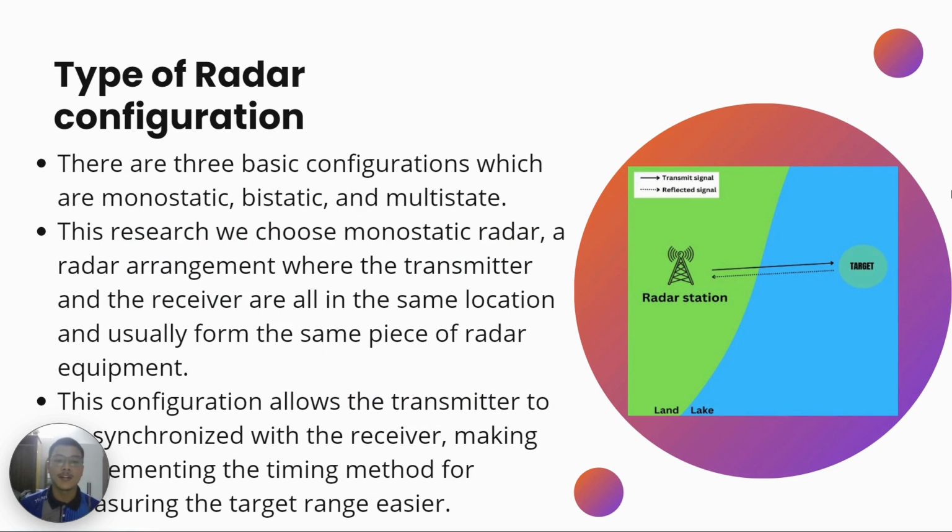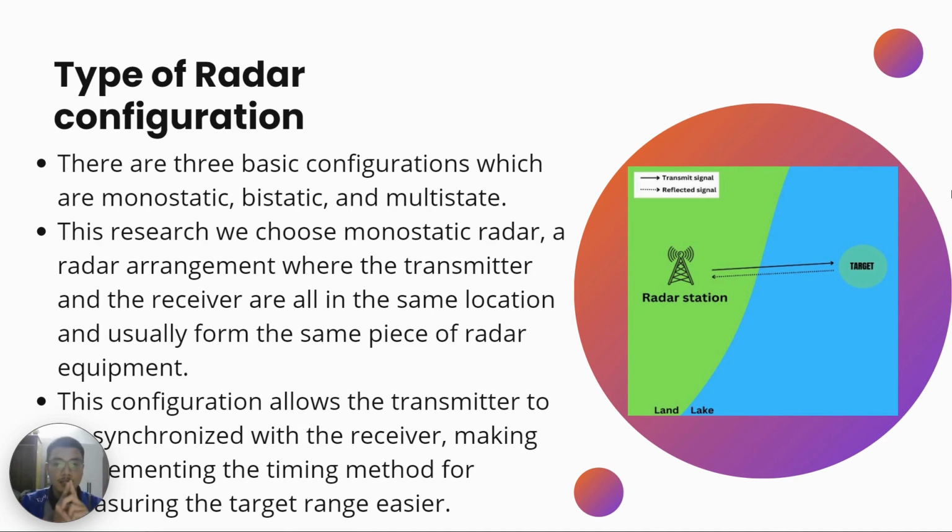So we go to the type of radar configuration. There are basically three configurations, which are monostatic, bistatic, and multistatic. For this research, we choose monostatic radar because the transmitter and receiver are in the same location and usually form the same piece of radar equipment. From the figure on the right side of the slide, we can see that we use one radar.